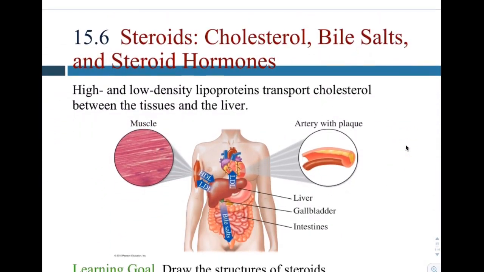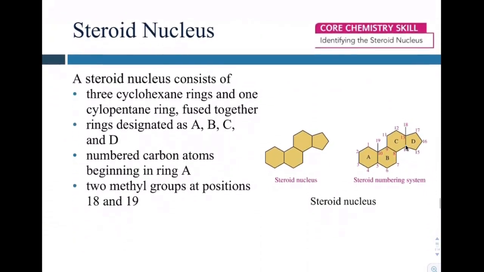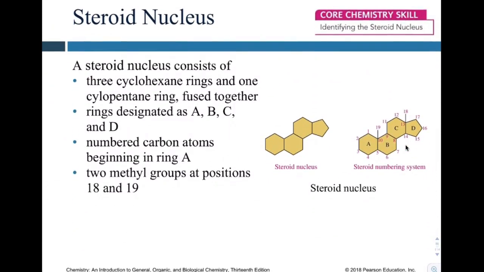All right. That was all about fatty acids. Now we're going to talk about steroids. So steroids, we got cholesterol, bile salts, and hormones. So a steroid has 3 cyclohexane rings. A cyclohexane means 6 carbons wrapped in a ring, and 1 cyclopentane ring fused together. And we designate these A, B, C, D. The numbered carbons begin on ring A, and then you get 2 methyl groups at 18 and 19. And so we've got your nucleus.